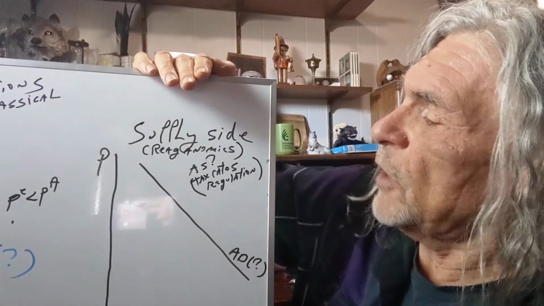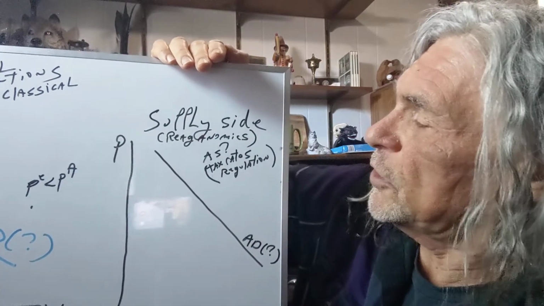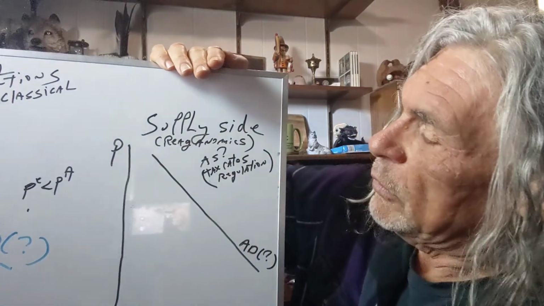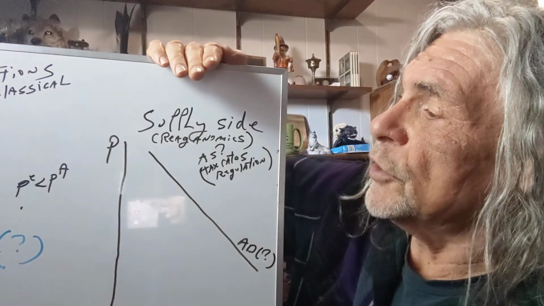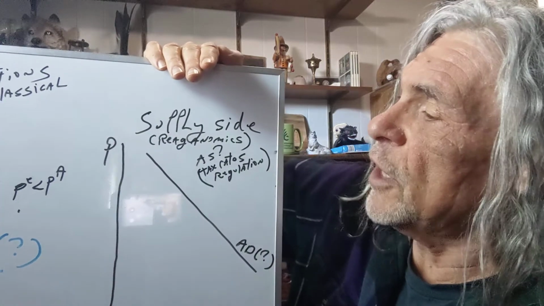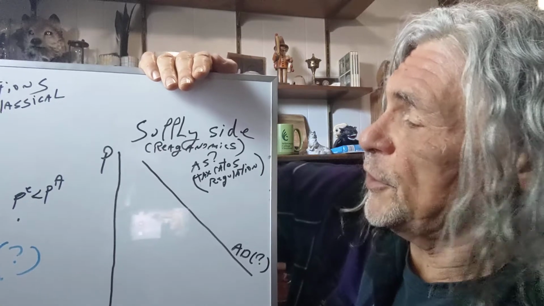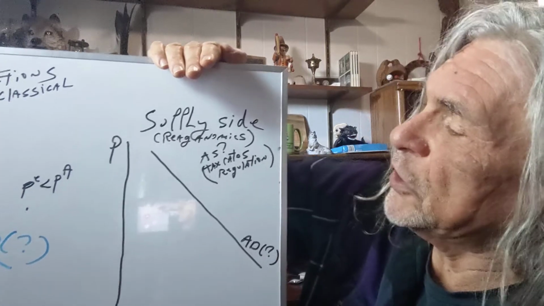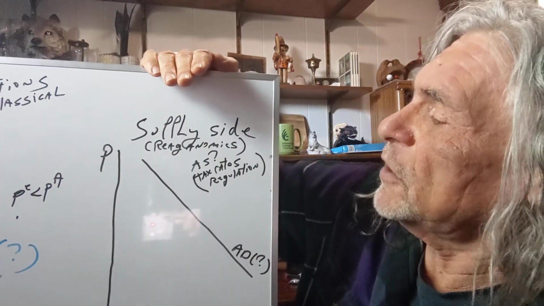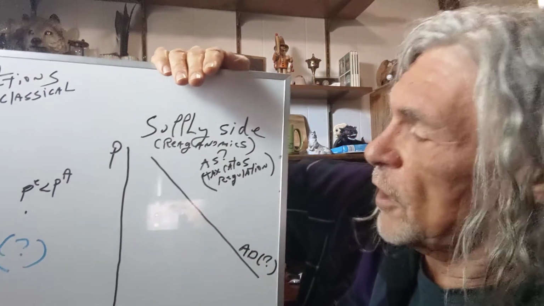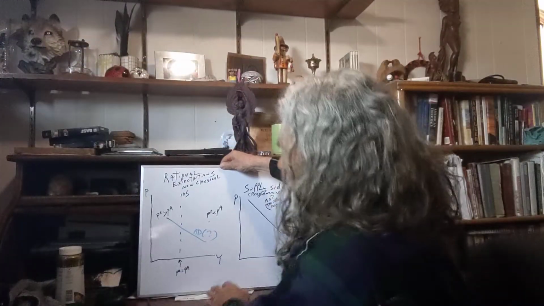So if the aggregate supply curve shifts to the right, if you reduce tax rates and reduce government regulation, well, then that expands the GDP. It also serves to push down the price level and fight inflation. So you can fight inflation and fight unemployment both at the same time by reducing tax rates and reducing government regulation, according to the supply-siders.